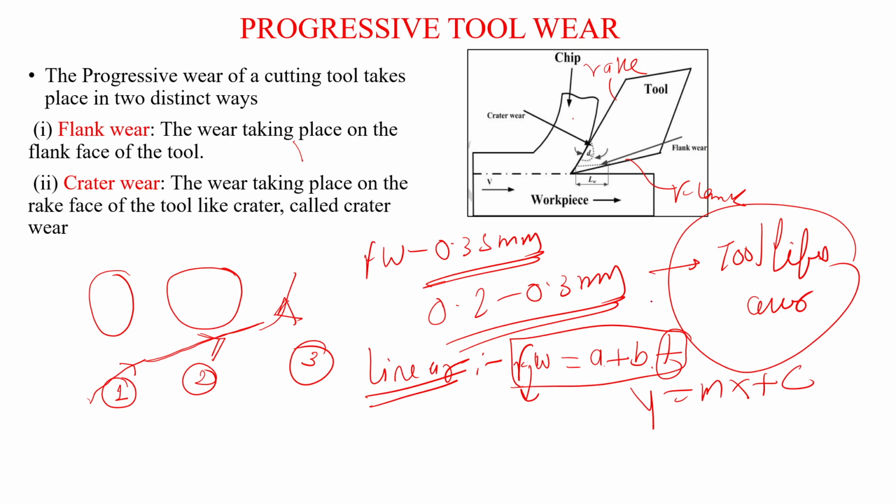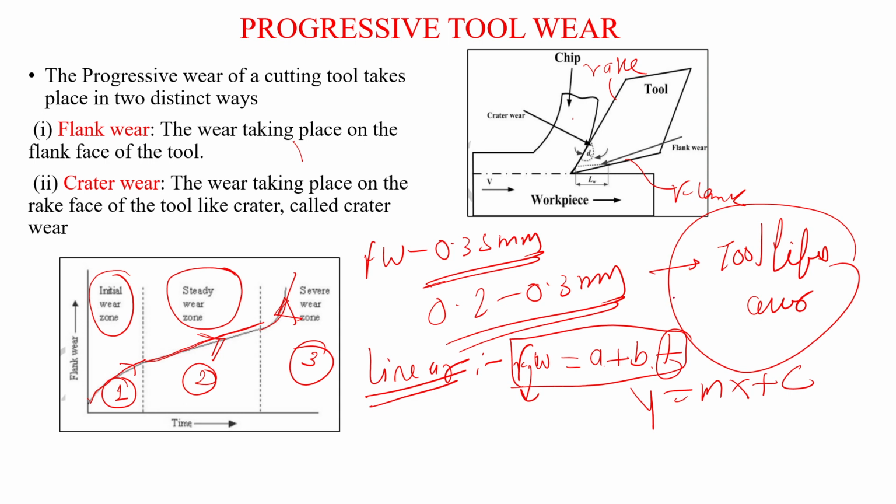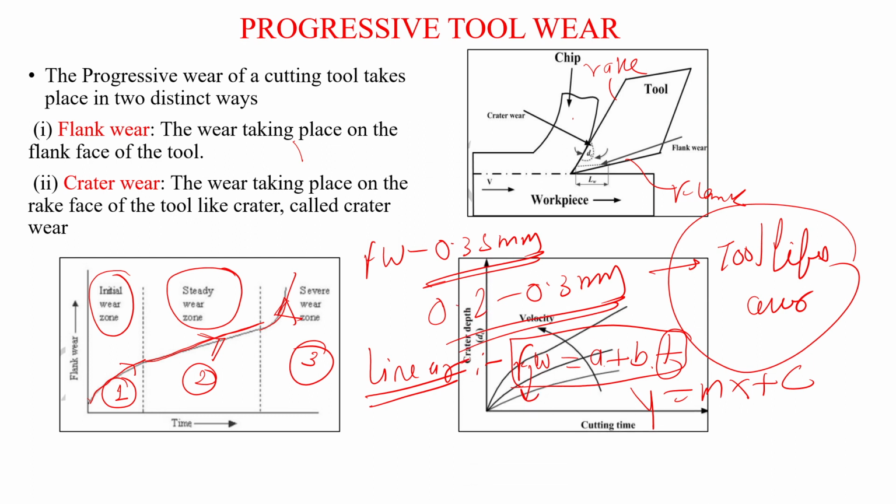Why are you doing so? Because I am assuming it to be a straight line, nothing else. Why am I assuming it to be a straight line? Because I am assuming the flank wear happens only in the stable zone. Otherwise we can't take it as a straight line. Okay. Now next is the crater wear.